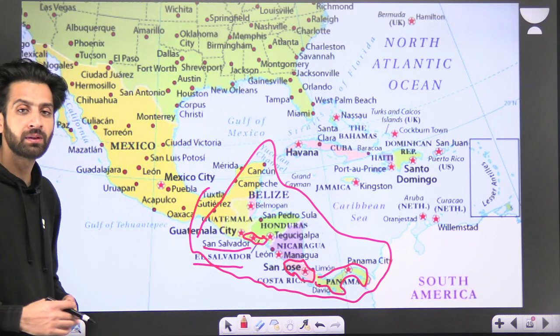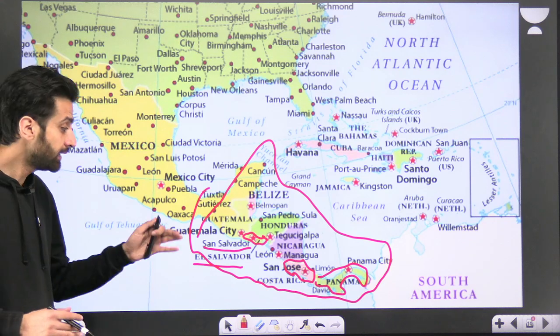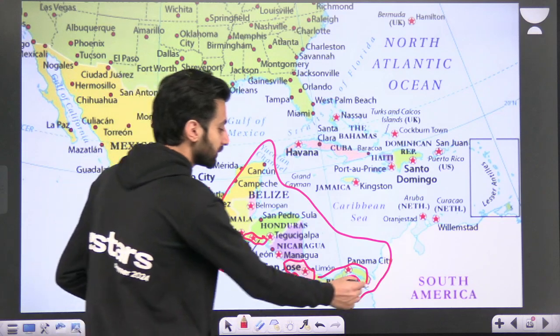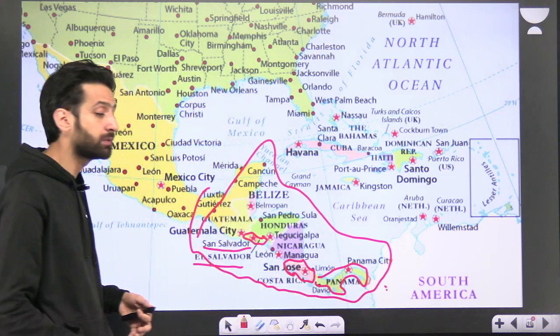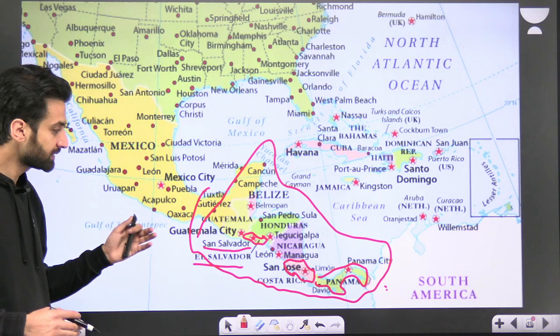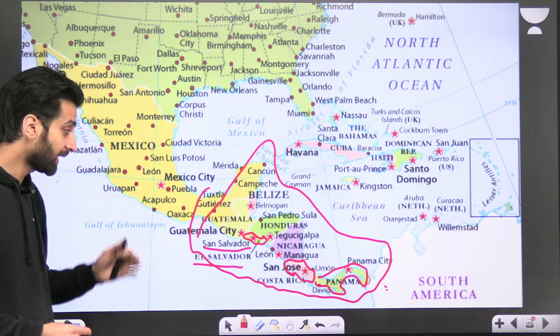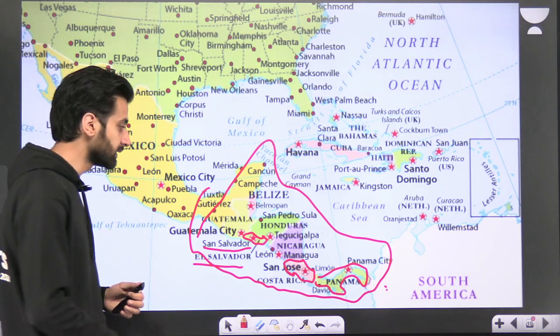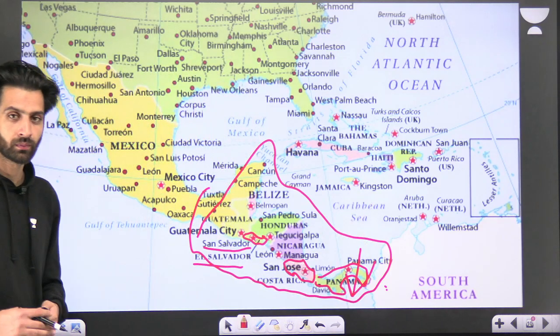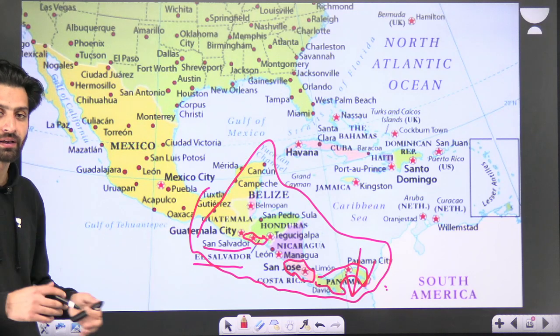It's very easy. The capital of Panama is Panama City, and it is the end of the North American continent, and after this you can see South America starts. So if the question comes, which country connects North America and South America, it is Panama. Panama is a country that connects the two continents. And a very important thing, the Panama Canal passes through Panama.